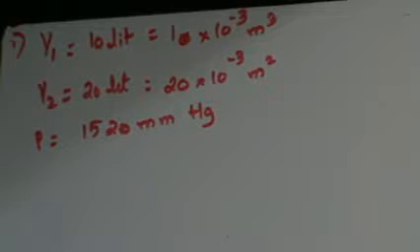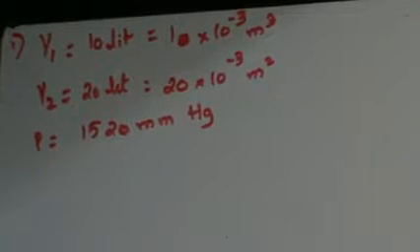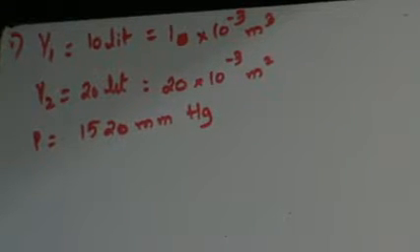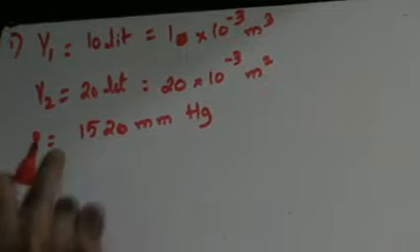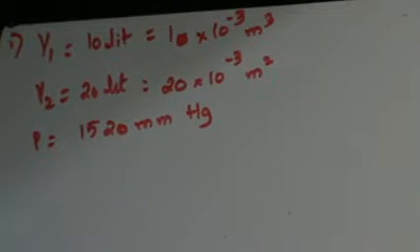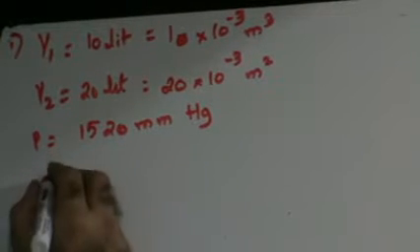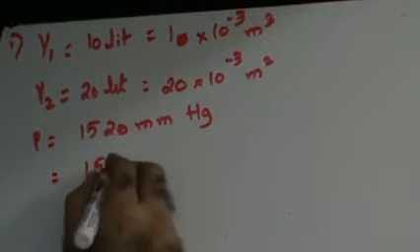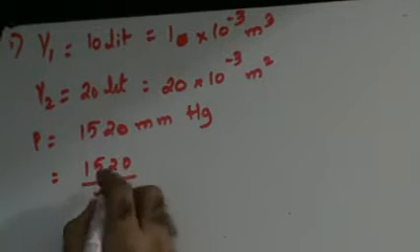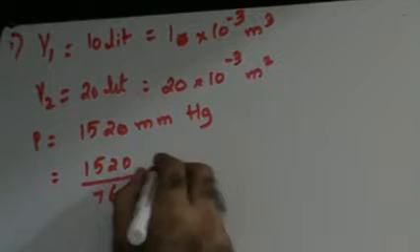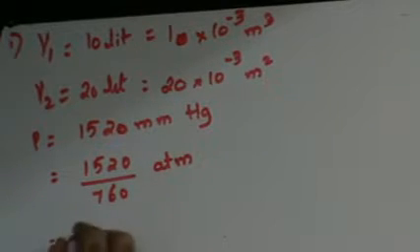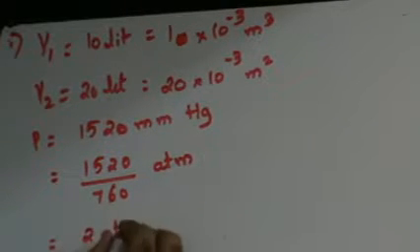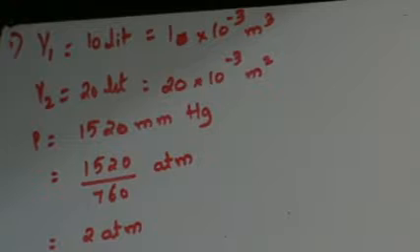Now guys, they've given you the volume in terms of liters. In order to convert it into meter cube, you multiply by 10 raised to minus 3. Moreover, the pressure is given to you in millimeters of mercury. First thing I need to do is convert this into atmosphere. To convert it into atmosphere, you divide this by 760. So this is 2 atmosphere. So the pressure is either 1520 mm of mercury, or it is also equal to 2 atmosphere.